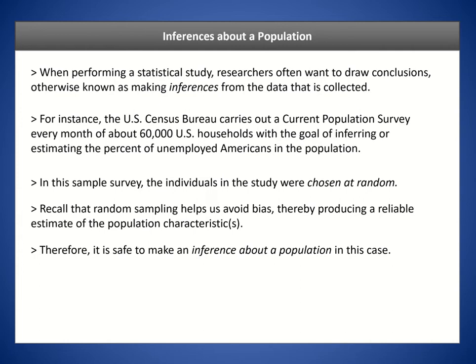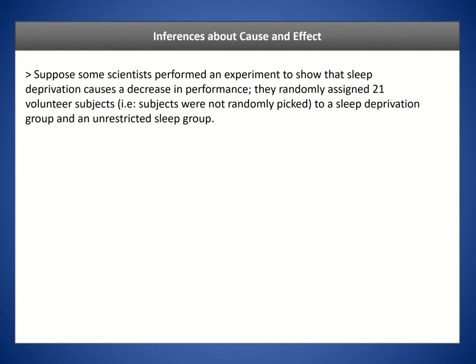So what about inferences about cause and effect? How do we apply cause and effect to some variables? Let's take a look at an example of that. Suppose some scientists perform an experiment that showed that sleep deprivation causes a decrease in performance. They assigned 21 volunteer subjects. Notice that these are not randomly picked subjects; these are volunteers, and they are assigned to a sleep deprivation group and an unrestricted sleep group.